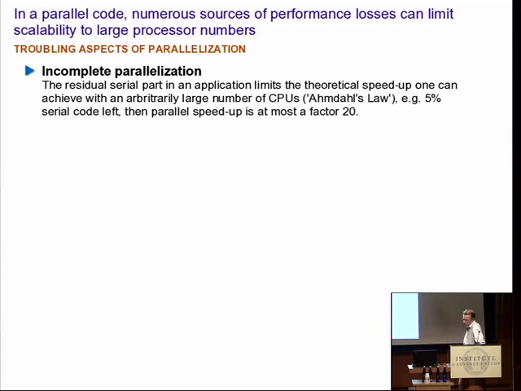So your code doesn't run as fast as you want, and it's actually often not easy to remedy this problem. And here I go through the reasons why this is. So the first source of losses basically stems from incomplete parallelization. If you have any given code and you want to port it to a parallel computer, then you might concentrate on the most calculation-intensive part first.